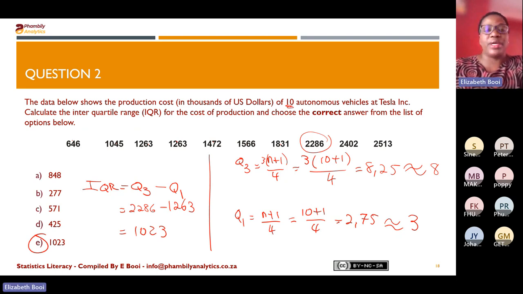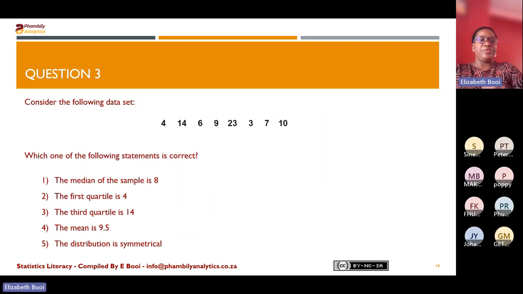Let me give you another exercise to do, let's see if you can answer this one on your own. Consider the following data set: 4, 14, 6, 9, 23, 3, 7, and 10. Which one of the following statements is correct? The median of the sample is 8. The first quartile is 4. The third quartile is 14. The mean is 9.5. The distribution is symmetrical.